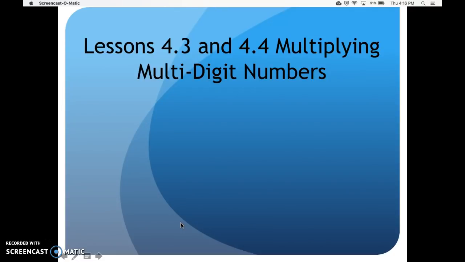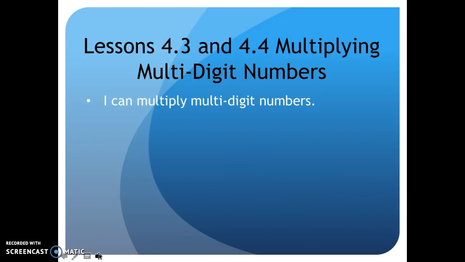We will be multiplying multi-digit numbers. So your I can statement simply says, I can multiply multi-digit numbers. That just means numbers that have more than one digit in them, like let's say 25, that has two digits. Make sure you get that copied down.